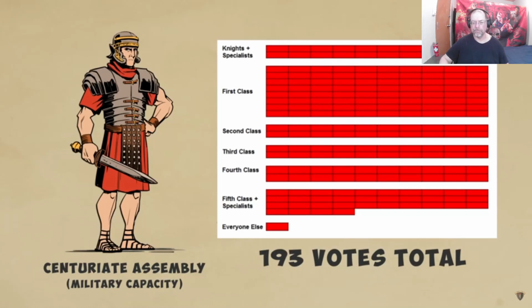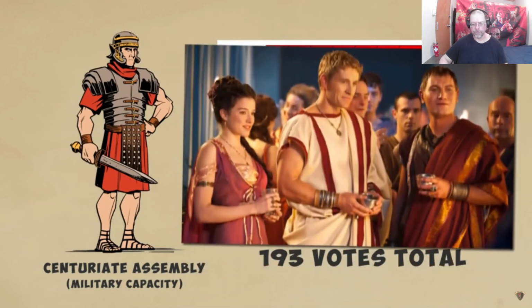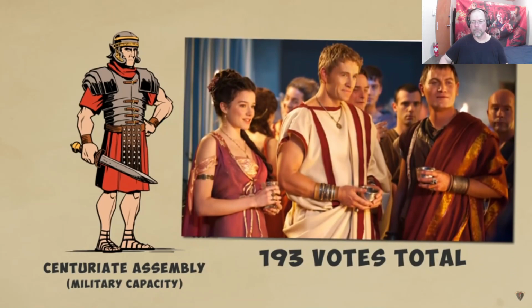As you can see, many of the votes are stacked at the upper classes, while the lowest class shares a single vote. This system was reformed over time, and there are many competing theories about how it may have evolved. But regardless of the exact form this system would take, it would always favor the fewer but richer voters.